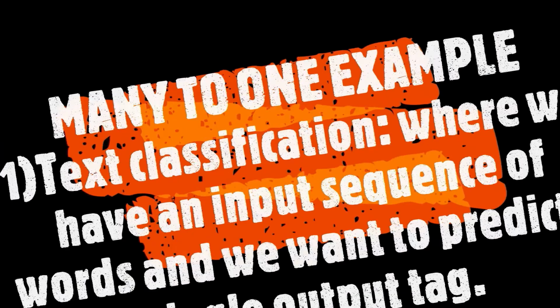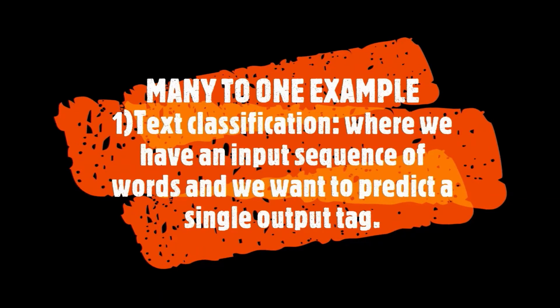This is many-to-one. In many-to-one sequence problems, we have a sequence of data as input and we have to predict a single output. Text classification is a prime example of many-to-one sequence problems where we have an input sequence of words and we want to predict a single output tag.